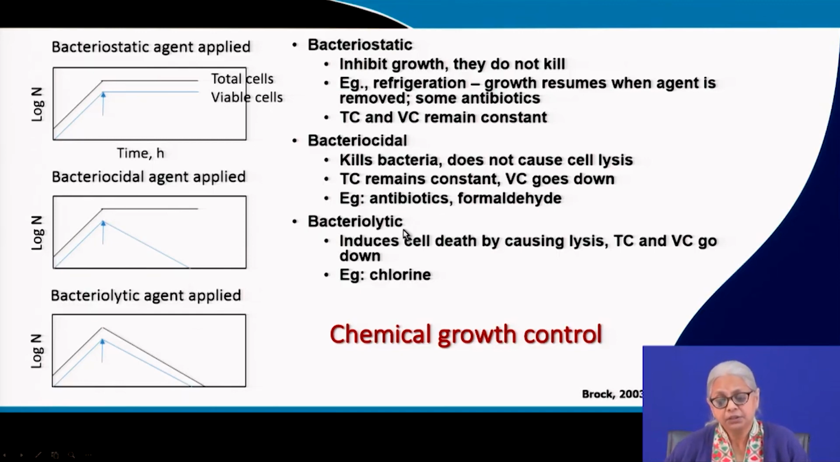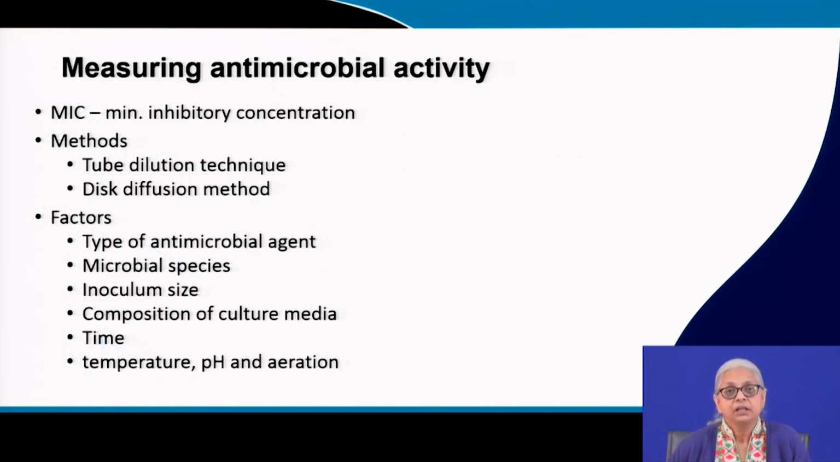Then we go to bacteriolytic agents. So let's say we use chlorine or ozone. What will happen? They will damage the cell, they will cause lysis of the cell, and both TC and VC will go down.